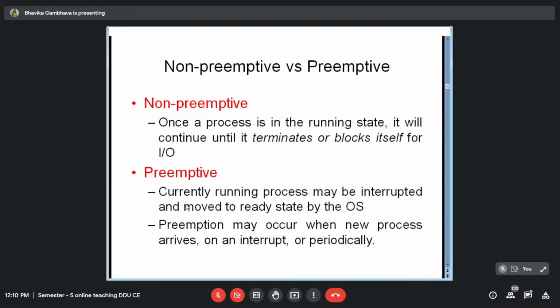So the preemptive approach is better in general. But then what are the drawbacks of preemptive algorithms? Can you think of some drawbacks or side effects? If we are choosing preemption, then what do you think are the side effects?